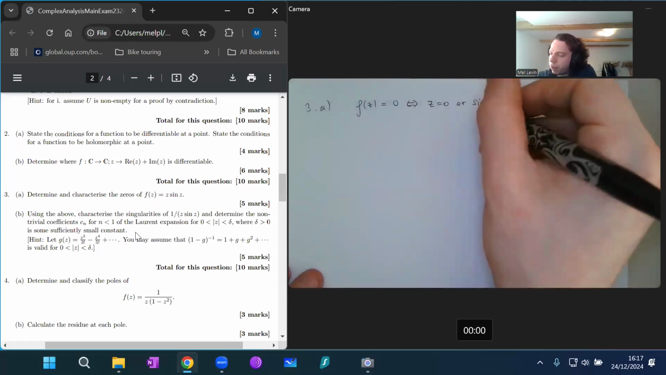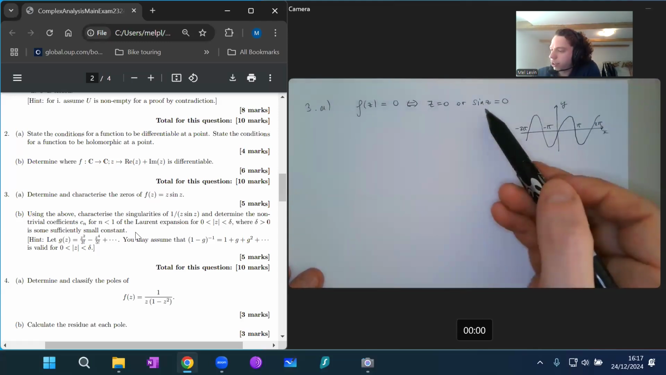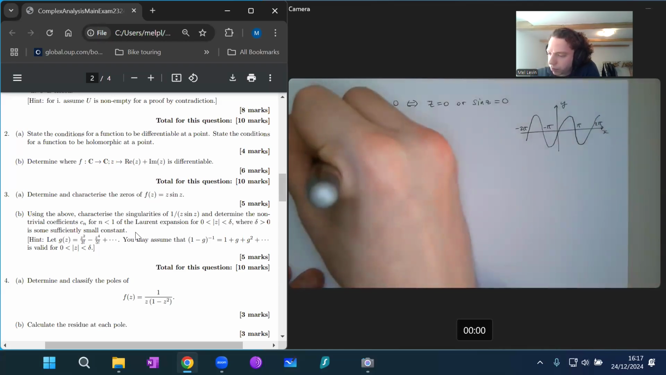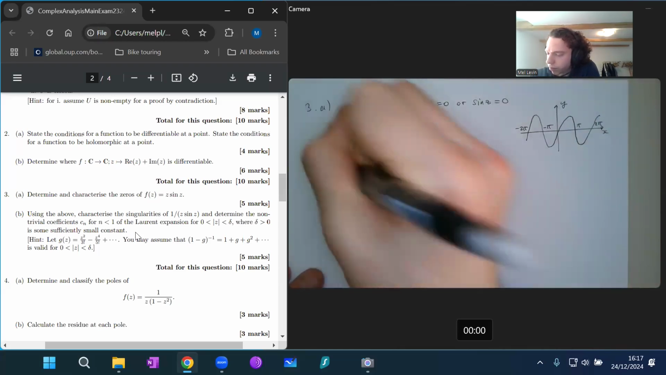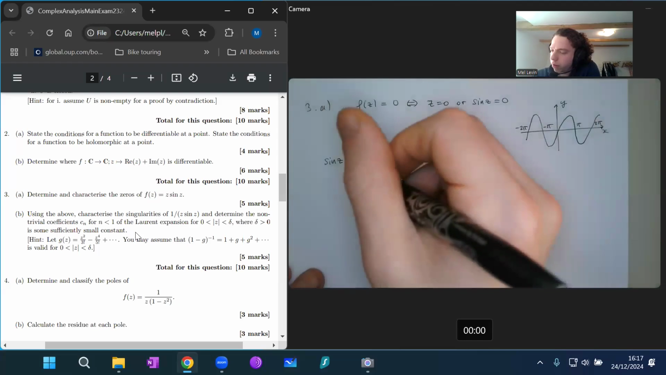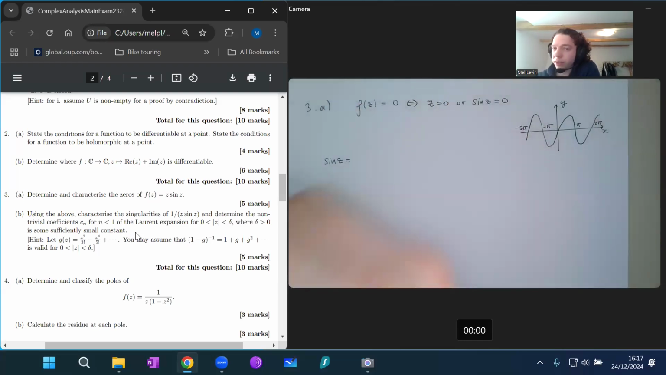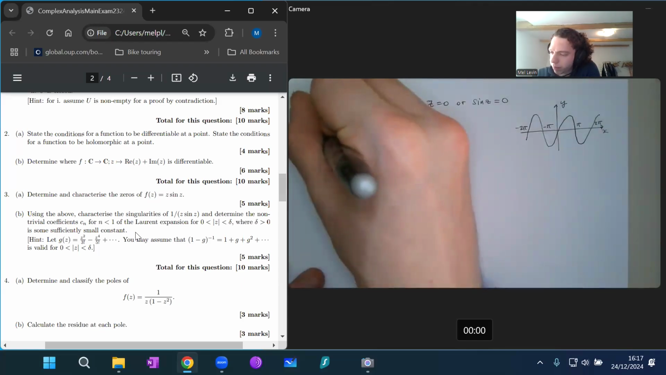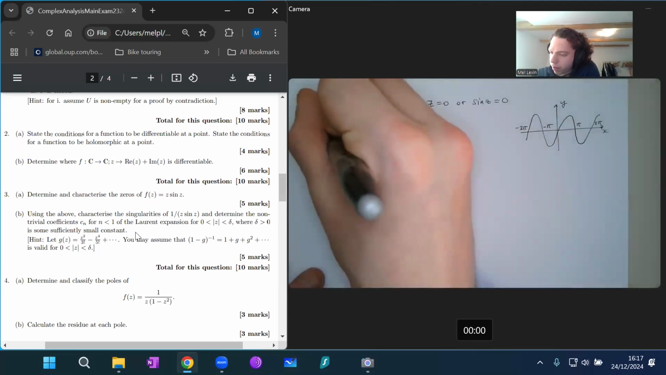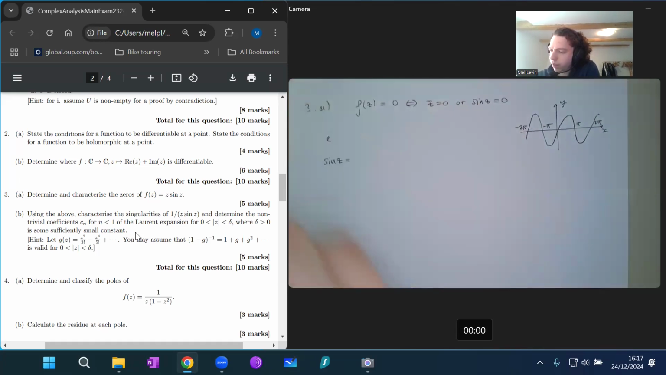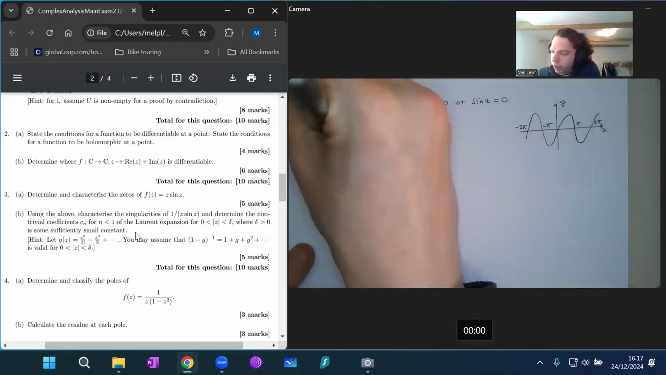Right? So let's express sine of z in its real and imaginary parts. So how are we going to do this? Well, sine of z we can define in terms of exponentials.